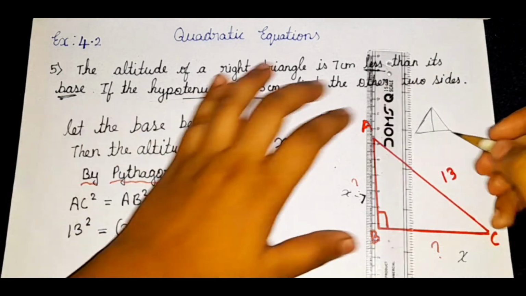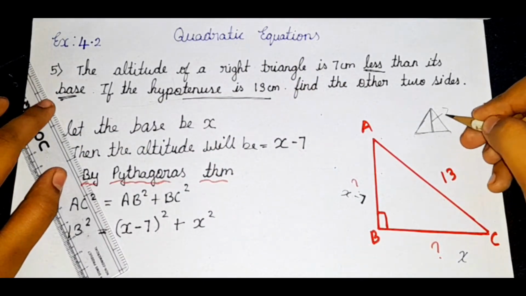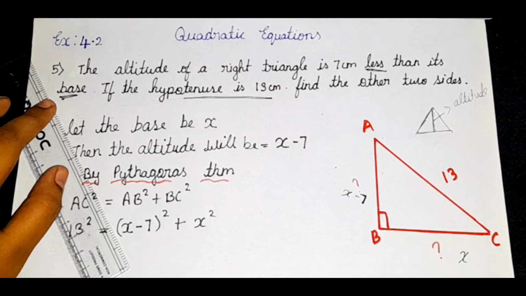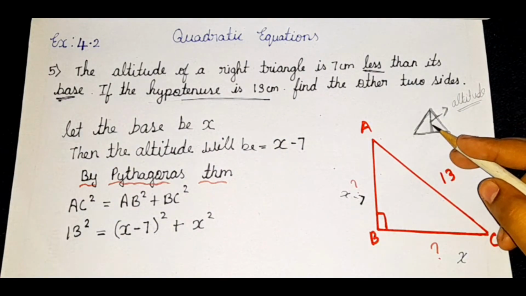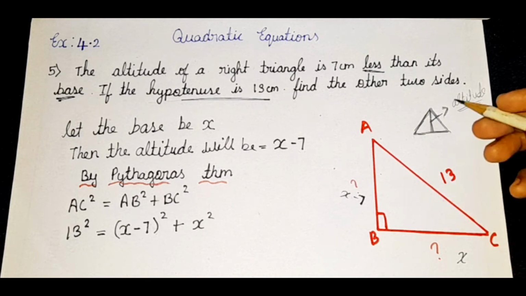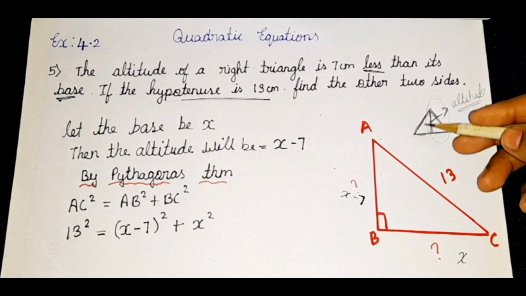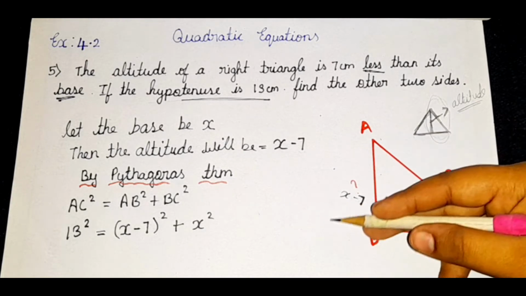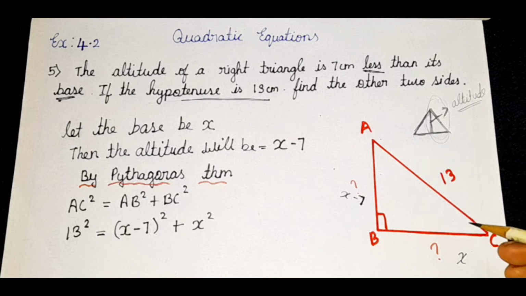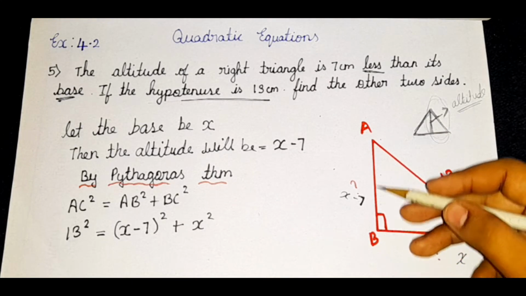Here the altitude is this one. This is the altitude. You might be wondering, if this is the altitude, what about this one? Here, as you can see, we have the half portion of the triangle, am I right? We don't have the full triangle. So for the half portion of the triangle, the altitude will be this one only, that is AB.